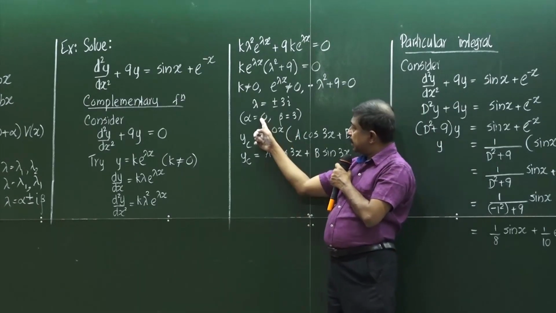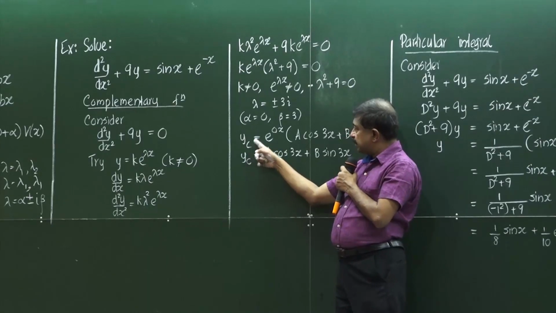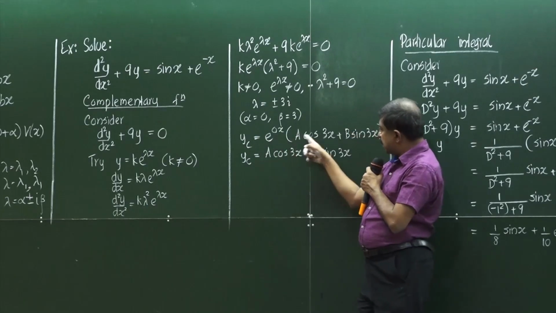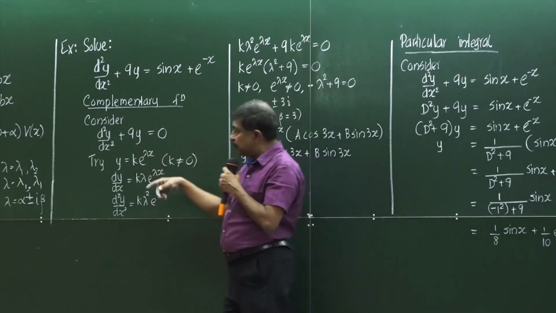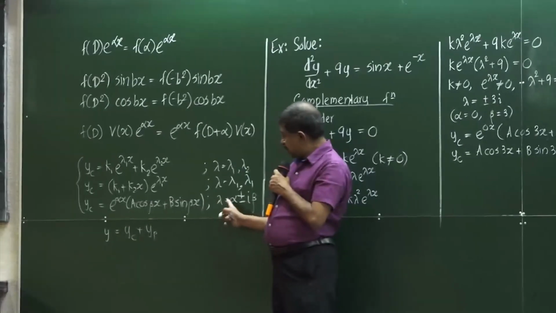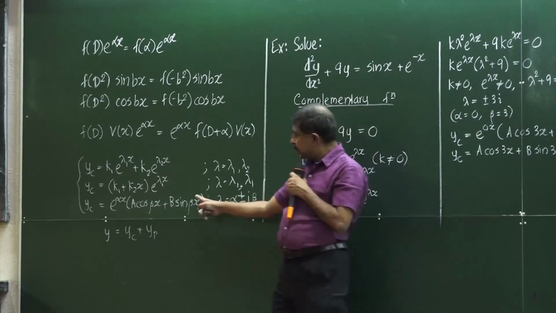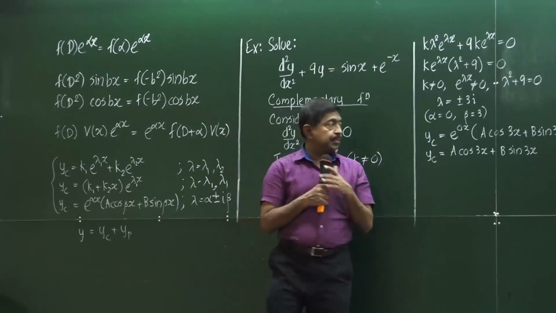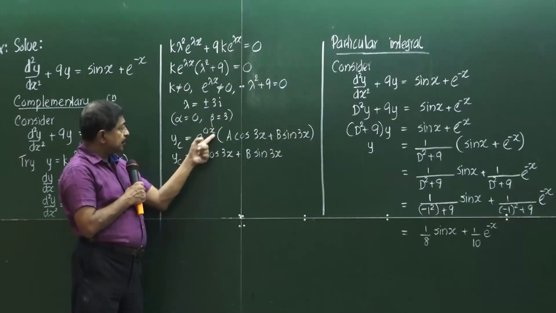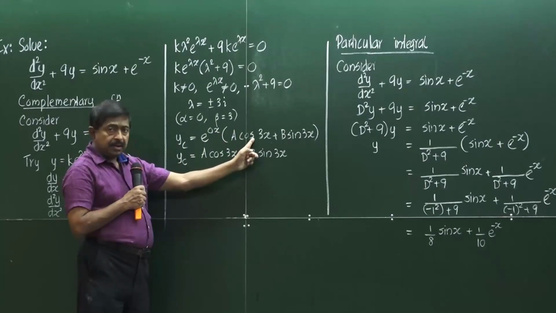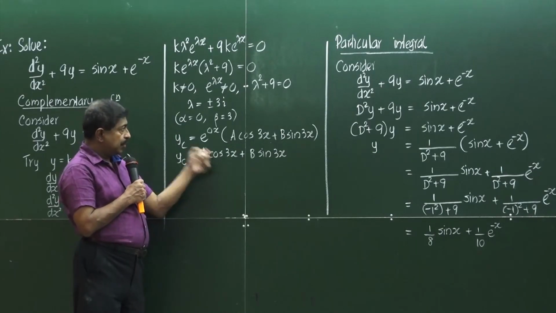So the real part is 0, that is alpha. The imaginary part is 3. So you can write the answer as yc is equal to e to the power alpha x, a cos beta x plus b sin beta x. Look, I have listed those on the board. When you get these types of solutions, here you get 0 plus or minus 3i, so beta is 3, alpha is 0. So when you do that, you will end up with this. e to the power 0 is 1, and multiplication by 1 doesn't make any difference. So this is the solution. This is the complementary function.